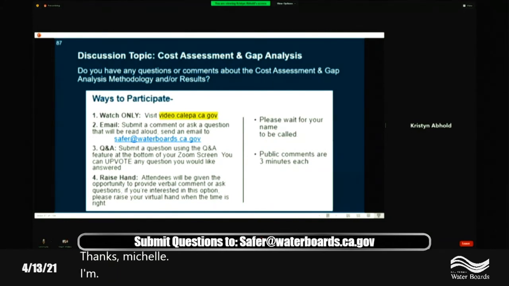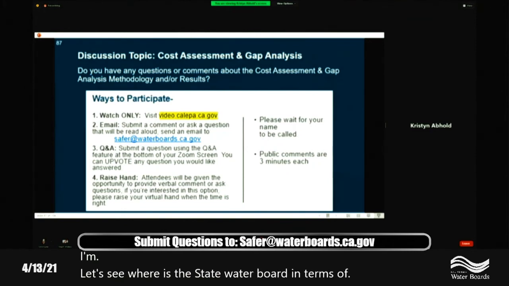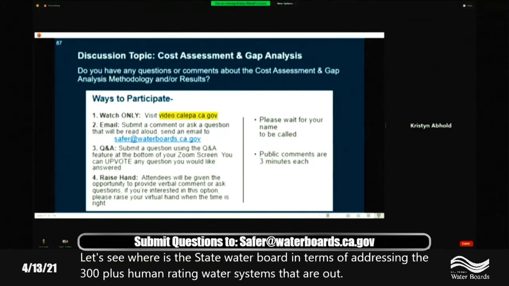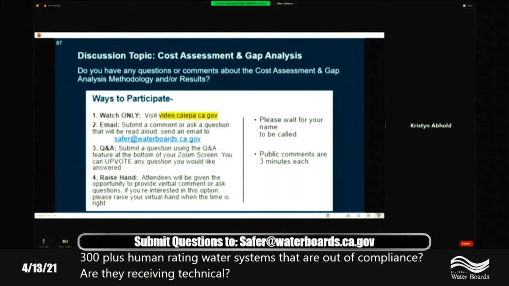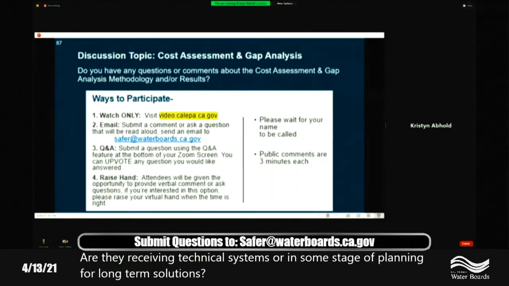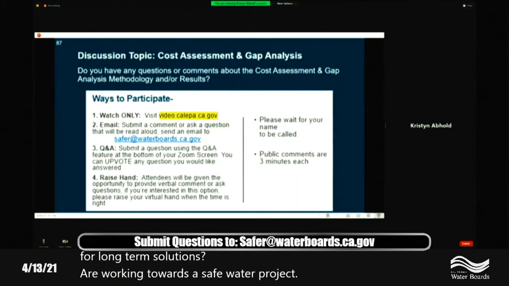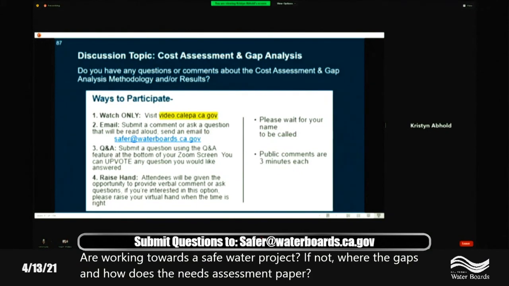Let's see, where is the State Water Board in terms of addressing the 300+ human right to water systems that are out of compliance? Are they receiving technical assistance or in some stage of planning for long-term solutions or working towards a safe water project? If not, where are the gaps and how does the needs assessment paper help inform addressing those gaps?